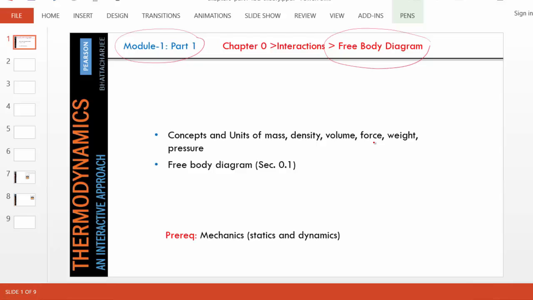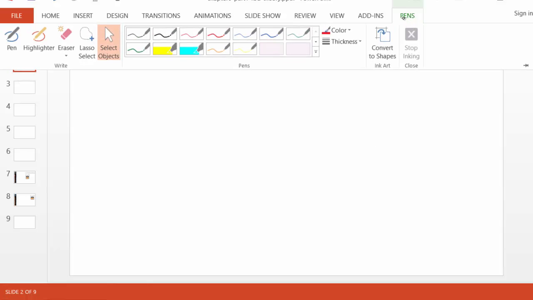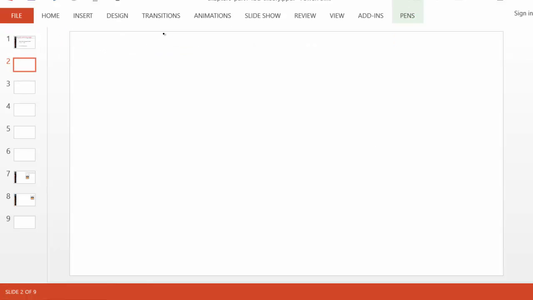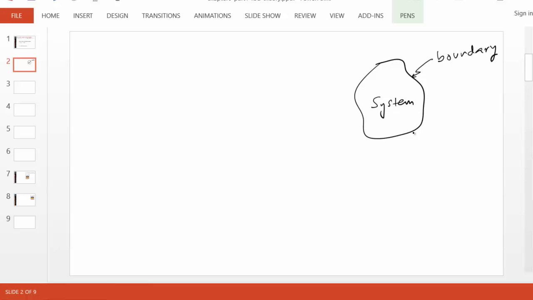Okay, so let's start with mass. So what is mass? Before we say what is mass, let's define what is called in thermodynamics a system. What is a system? Anything with a boundary. This line that we draw is called a boundary. It can be a physical boundary of a body or completely imaginary. But it's very easy to imagine something, a boundary that encloses a space. Whatever is inside is called a system, and whatever is outside is called the surroundings.